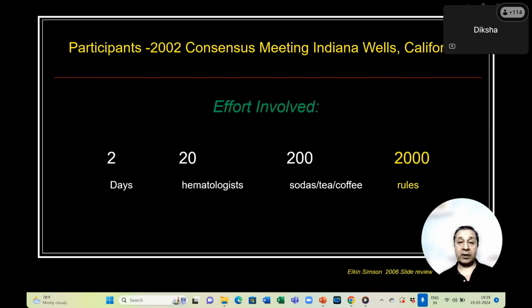And there were 2 days of significant deliberations. Nearly 20 hematologists and hematopathologists sat together to decide what the number of rules could be. And it is mentioned in this very interesting slide review from Elkin Simpson, where it says nearly 200 sodas, teas, and coffees were consumed. And finally, they came out with 2,000 rules. 2,000 rules, for God's sake.